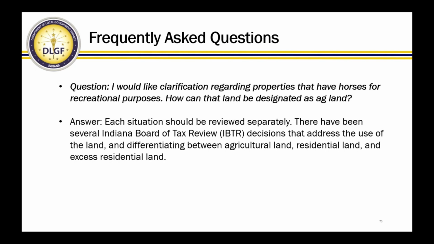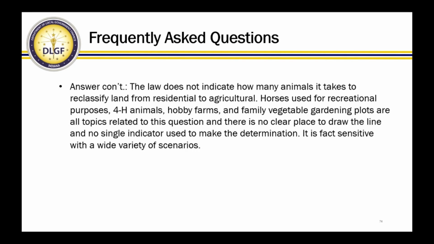So this person inquired, they would like clarification regarding properties that have horses for recreational purposes, and how can that land be designated as agricultural land? Each situation should be reviewed separately. I know if you go to the Indiana Board of Tax Review's website, there are several decisions that address the use of land, and obviously it's a case-by-case situation, but you'd have to look at, is it being used for agricultural purposes, residential purposes, or is it excess residential land? In other words, there's really no clear answer in terms of how to assess that type of land. The Indiana code does not indicate that you have to have X number of animals or horses. Is it being used for recreational purposes or 4-H or whatever the case may be? So it certainly is a fact-sensitive situation, and you have to look at each on its own individual basis.